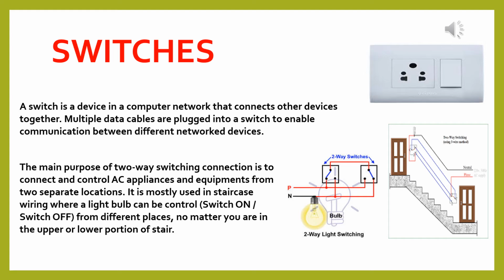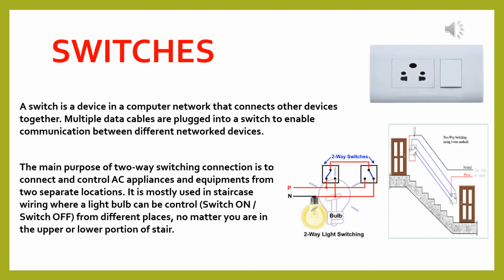The main purpose of a two-way switching connection is to connect and control AC appliances and equipment from two separate locations. It is mostly used in staircase wiring where a light bulb can be controlled, that means switched on or switched off, from different places, no matter whether you are in the upper or lower portion of the stair. See the diagram. This is the two-way switch, bulb, two-way light switching and staircase. One switch may be on the second floor and another on the ground floor.